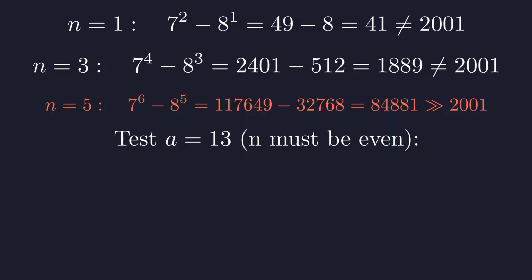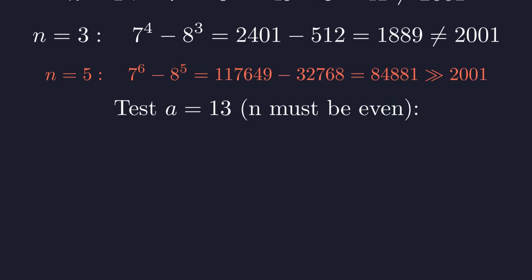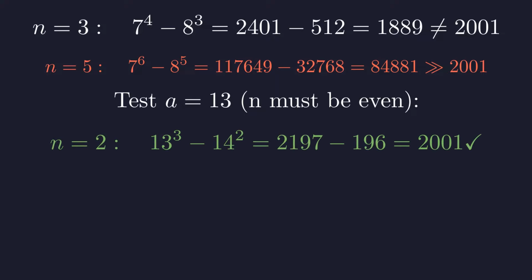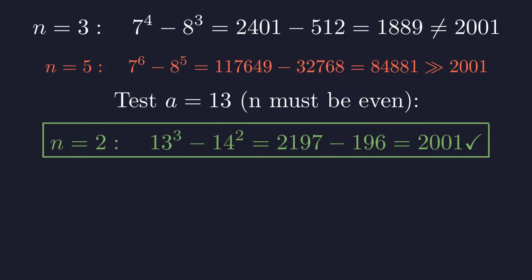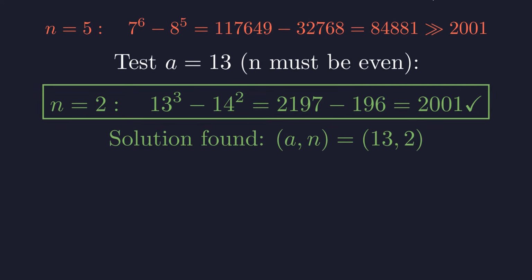Finally, testing a equals 13. From our constraints, n must be even. For n equals 2, 13 cubed minus 14 squared equals 2,197 minus 196, which equals exactly 2001. We have discovered our solution. a equals 13 and n equals 2.